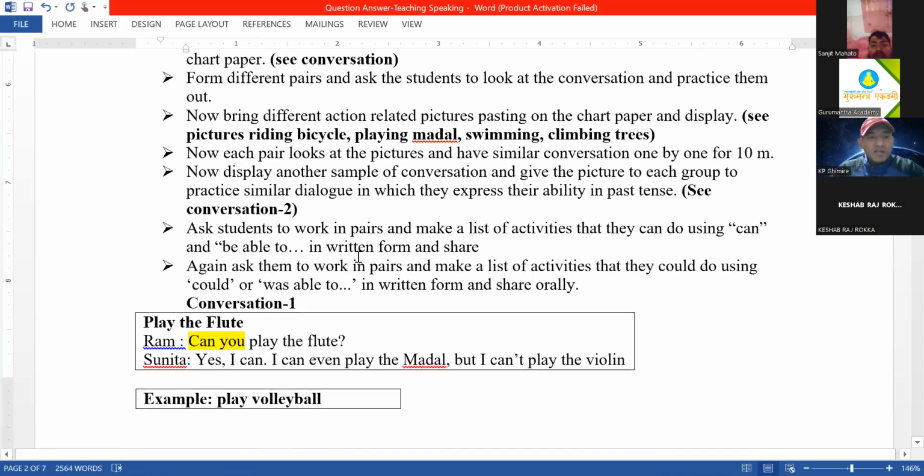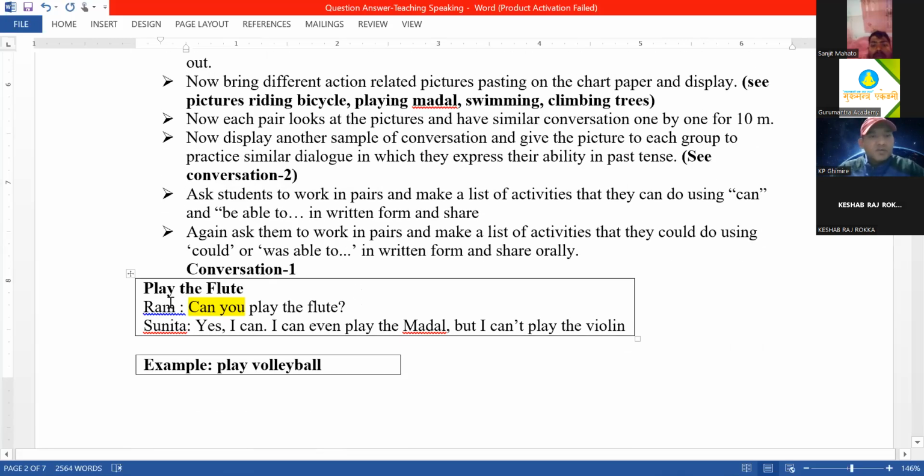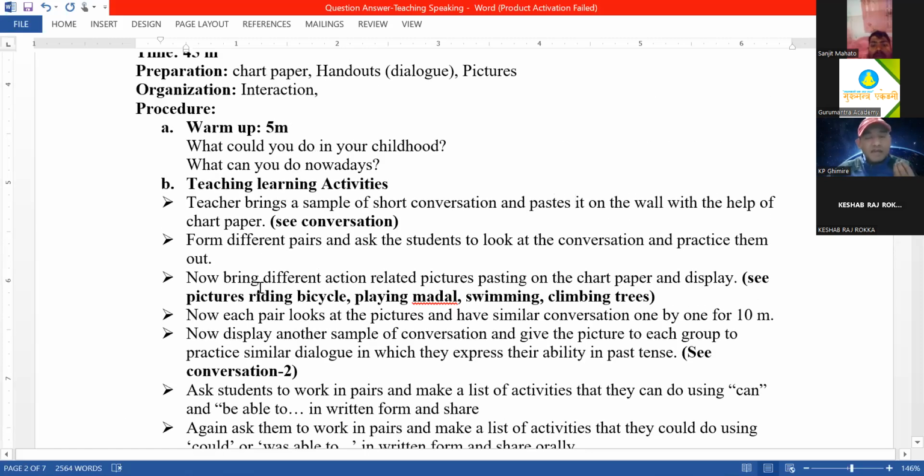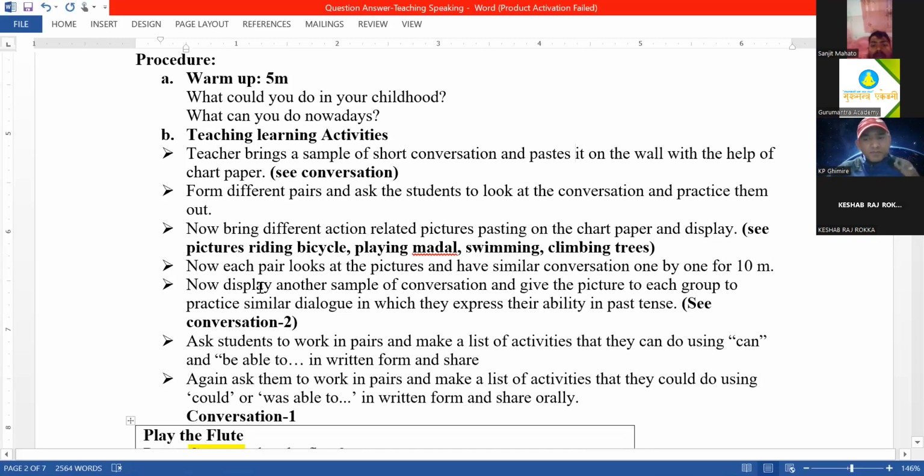See the conversation, this kind of conversation. Conversation one, play the flute. Write an example so that your innovative ideas will be reflected in your answer. Play the flute. Ram says, can you play the flute? And Sunita says, yes, I can. I can even play the marble, but I cannot play the violin. Sure, those underlined structures are expressing ability. So they are generating ability, what the people can do.